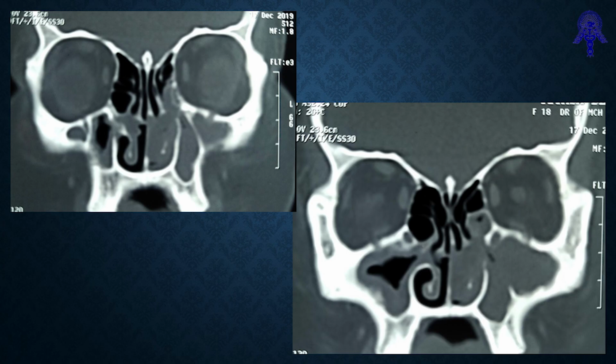On the right side there is mild opacity showing mucosal secretions, I think. Secretions will come on MRI. It's a mucosal thickening apparently occupying the right side, and in both the cases the osteomeatal complexes are blocked. The OMC is blocked. Okay, and to confirm whether it is a secretion or a polyp, we may go for an MRI. It's not mandatory. You can go for it.